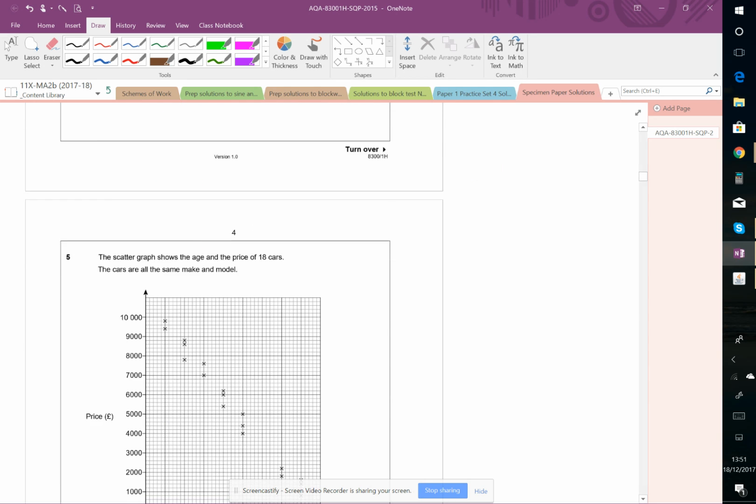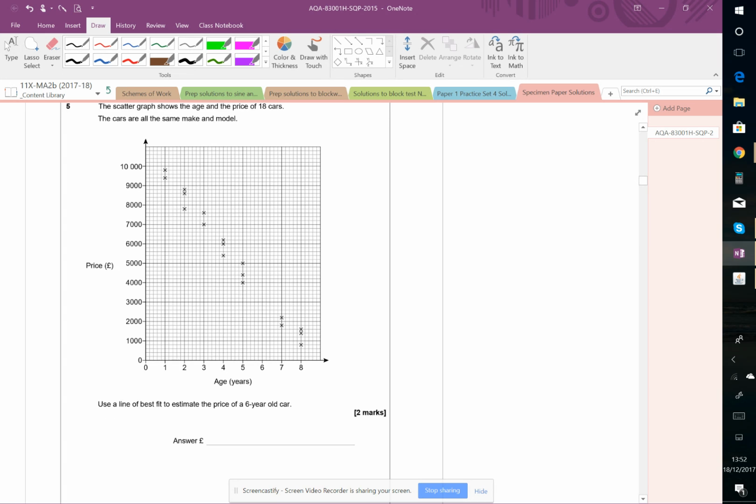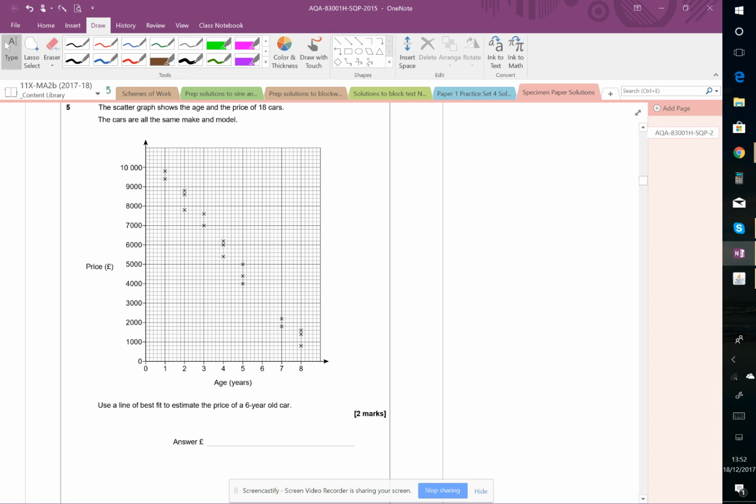Question 5. Scattergraph shows the age and price of 18 cars. The cars are all the same make and model. Use a line of best fit to estimate the price of a 6-year-old car. So a line of best fit is a straight line, so we're going to draw a straight line.